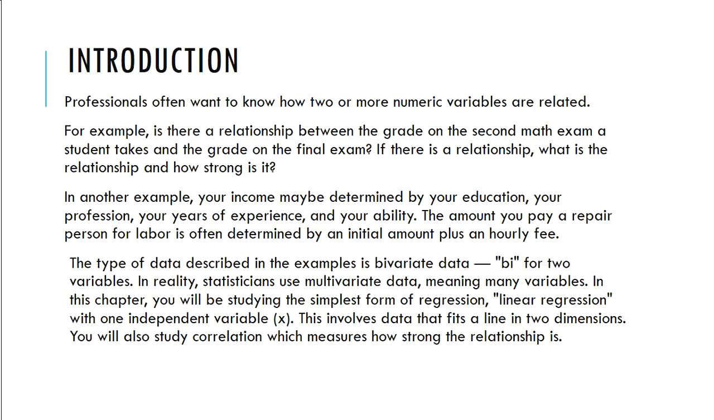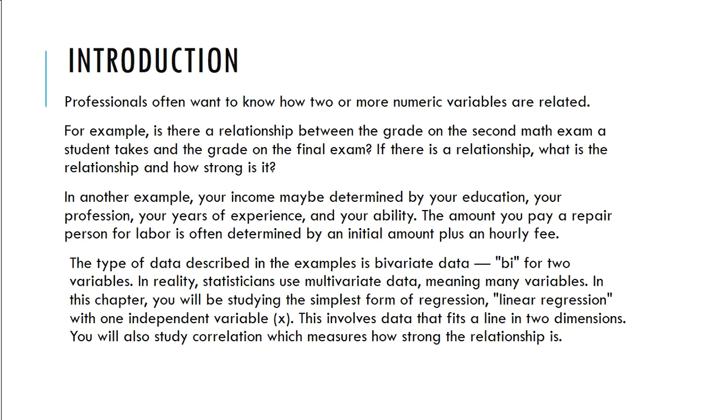The amount you pay for a repair person for labor is often determined by an initial amount plus an hourly fee. So if you hired a plumber and they charge $65 to come out and then it's $120 every hour, that's basically a regression. You're comparing two variables, time and experience and cost. So a type of data described in the examples is bivariate data.